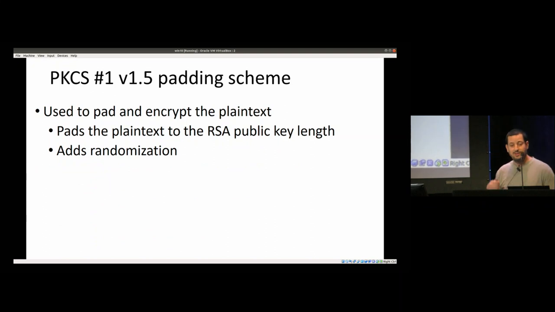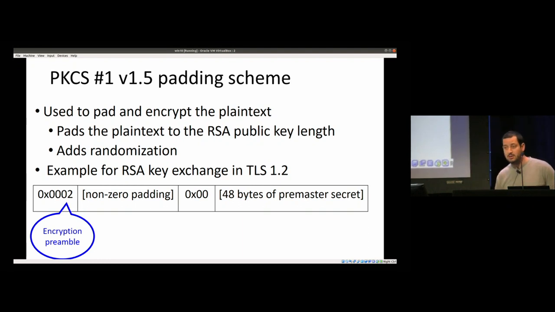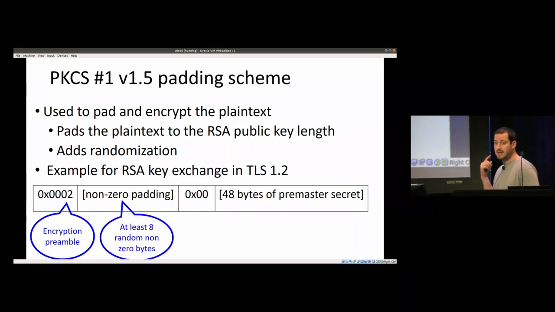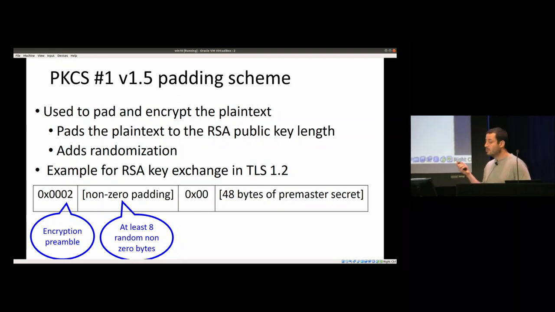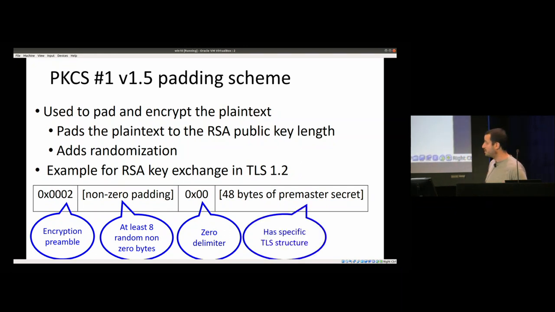Here we have the PKCS number 1, version 1.5 padding scheme to the rescue. This basically tries to solve the problems that I mentioned. This is how it looks in TLS 1.2, where we start with a 2-byte encryption preamble, the byte 0 and the byte 2. This makes sure that the number is large enough. Then we have at least 8 random non-zero bytes. This makes sure that we encrypt something that looks random each time. We have a zero delimiter that tells us when the plaintext actually starts, when we try to decrypt. And for TLS 1.2, we always have 48 bytes of a pre-master secret with some specific structure. So this is how RSA encryption looks for TLS.